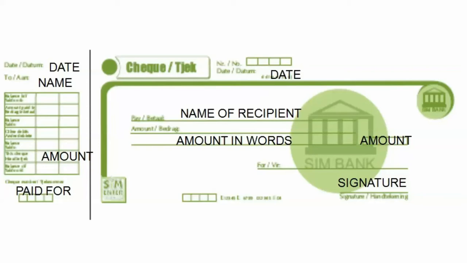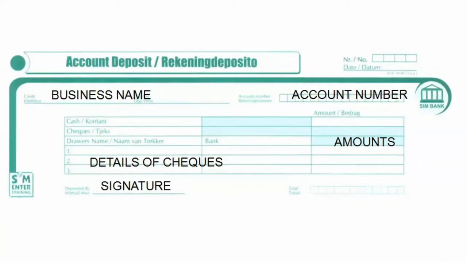With a check, there are 2 parts. You will have the check stub with certain information, as well as the physical check, also with the name of the recipient, the amount in words and in figures, as well as a signature. The check is given to the counterparty, and the player will keep the stub for their reference. The bank deposit slip will contain the business's name. You can make up any account number and the amount deposited into the bank, as well as details of the checks.